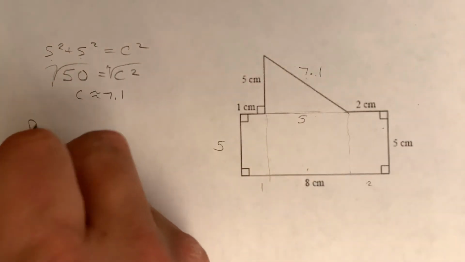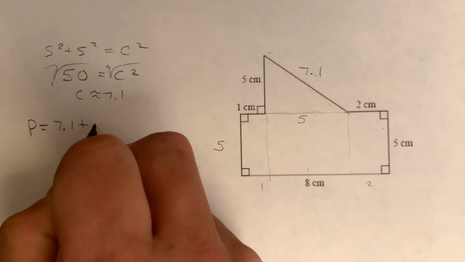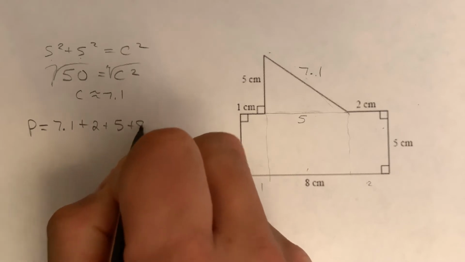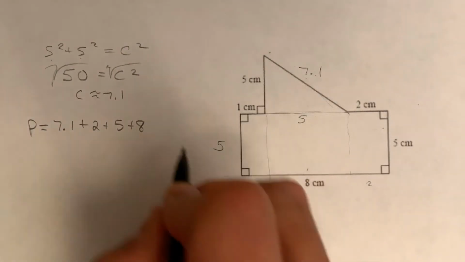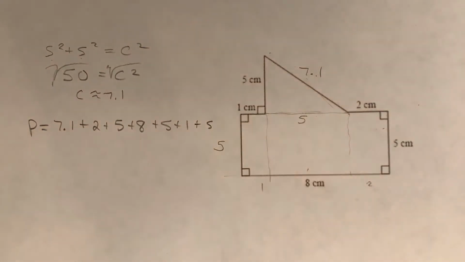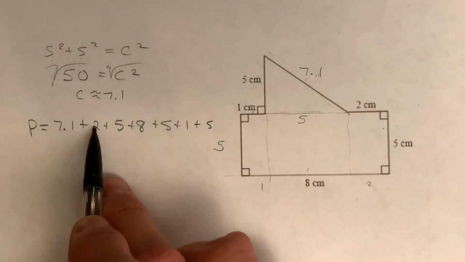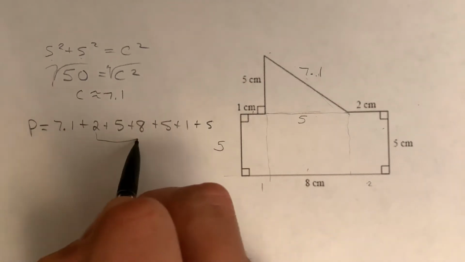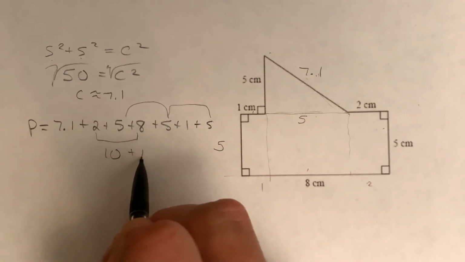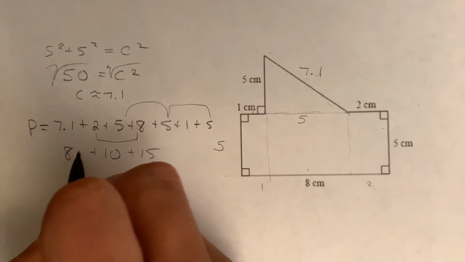So the perimeter is going to equal all these distances. I'll start at the top. 7.1 plus 2 plus 5 plus 8 plus 5 plus 8 plus 5 plus 1 plus 5 plus 1 plus 5. Let's make sure we got them all. 1, 2, 3, 4, 5, 6, 7. 1, 2, 3, 4, 5, 6, 7. Looks good. So let's pair things up now. That's 10. Here's 1, 2, 3 5s. That's 15. And then I've got a 1 and a 7.1. That's going to be 8.1.